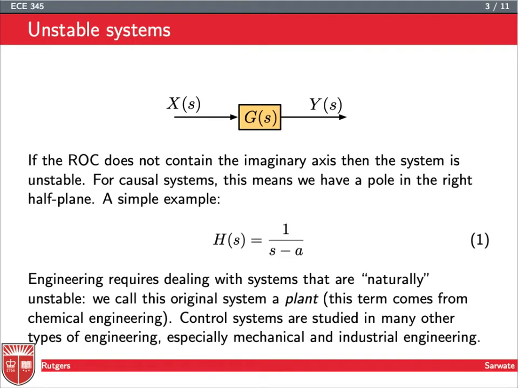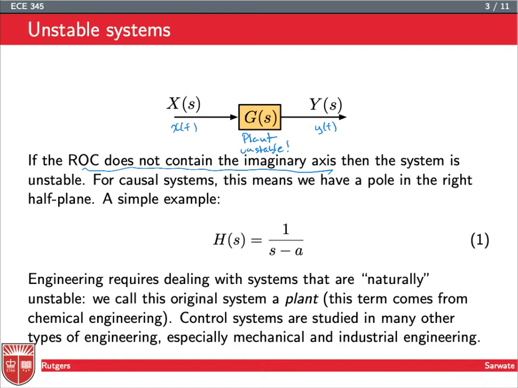So the problem is the following. You have a system G, which we'll call a plant. That term comes from chemical engineering, which is where this stuff was originally developed. You have an input signal x of t with Laplace transform x of s, and y of t with Laplace transform y of s. And you have this plant G, and the problem is this is unstable. And why is that? Because the ROC does not contain the imaginary axis for this G.